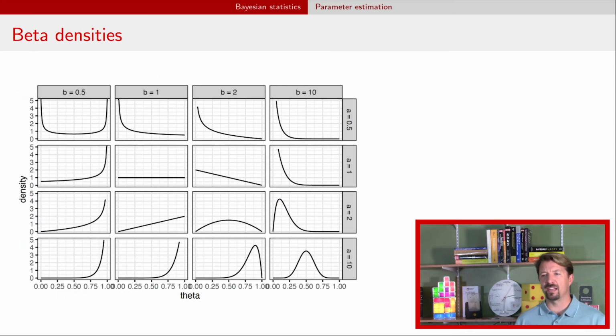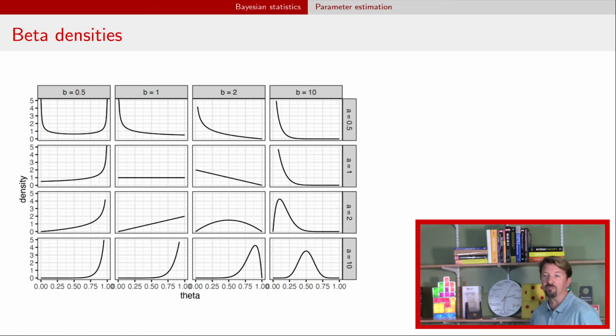Alright, so let's get back to this slide about looking at some particular beta densities. Among the facets here, notice that we're always looking at numbers between 0 and 1 on the x-axis. And along the facets, we've changed the values for A and B. We've changed the values for B across the columns and the values for A down the rows.